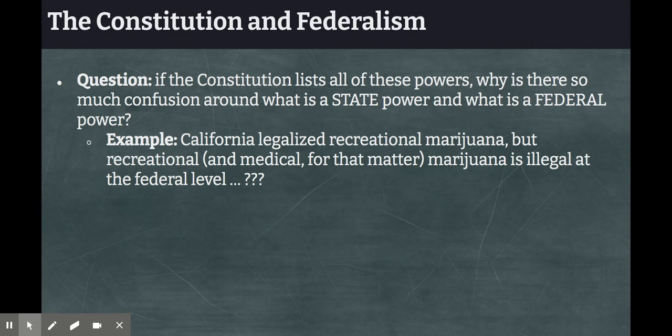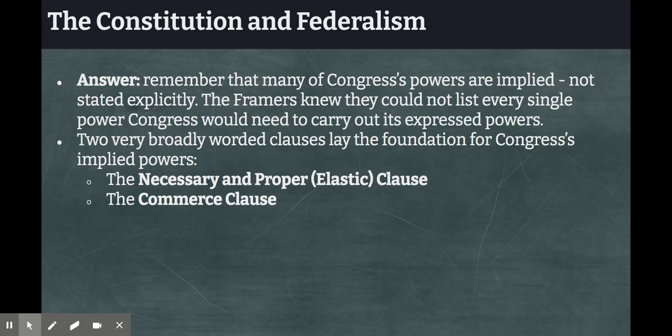All right. Wait a minute. So if the Constitution lists all of these powers, why is there so much confusion and argument about what is a state power and what is a federal power? So, for example, California legalized recreational marijuana, but recreational and medical marijuana, for that matter, is illegal at the federal level. Well, how does that work? Why is it illegal at the federal level, but legal at the state level? That doesn't seem to make a lot of sense.